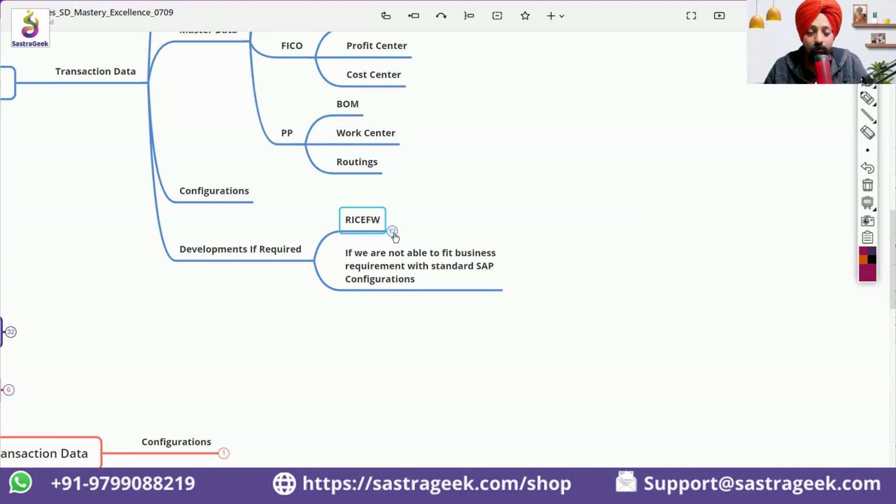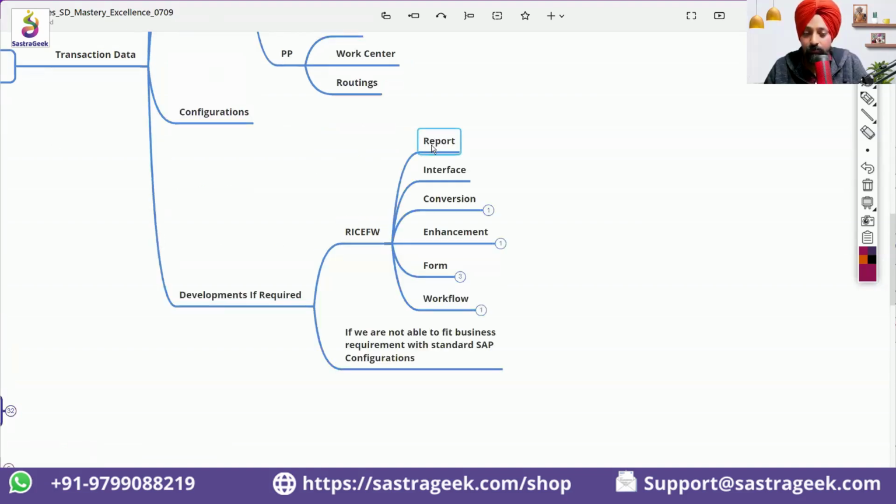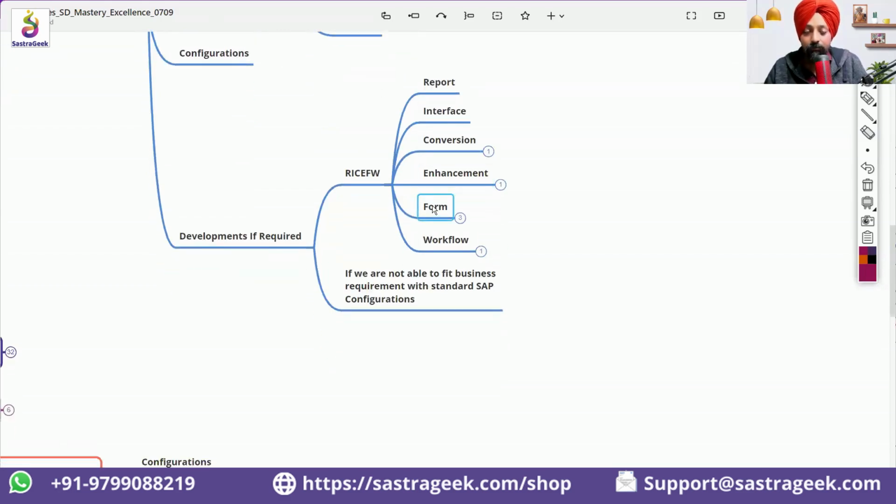So RICEFW: R stands for reports, I stands for interface, C stands for conversion, E stands for enhancement, F stands for form, and W stands for workflow. Okay, this is the meaning of the RICEFW.